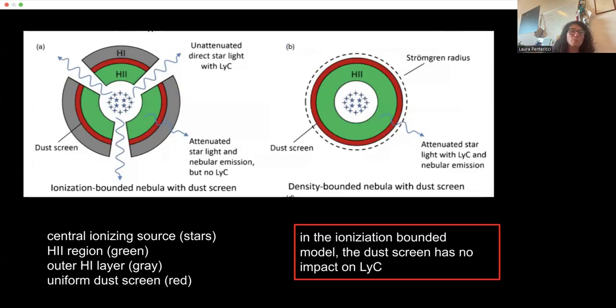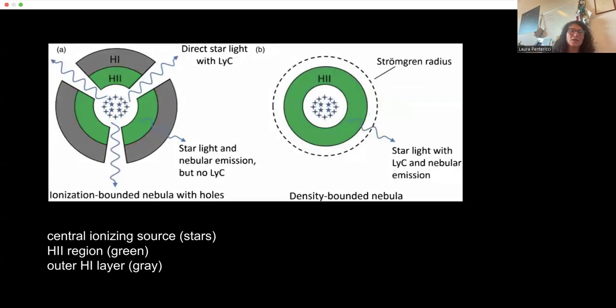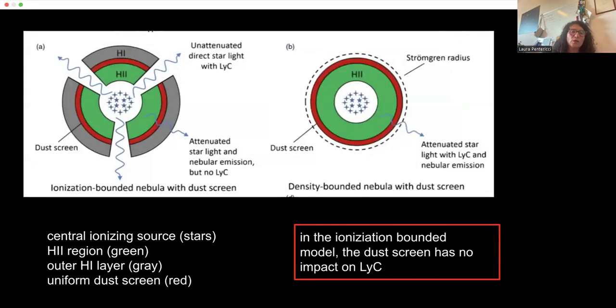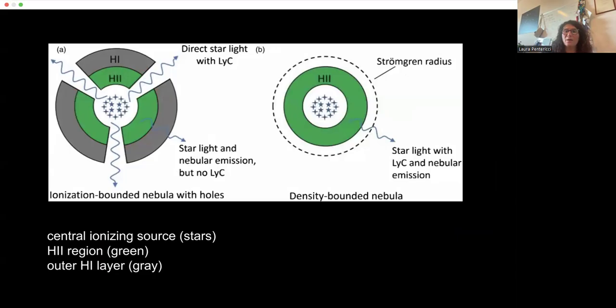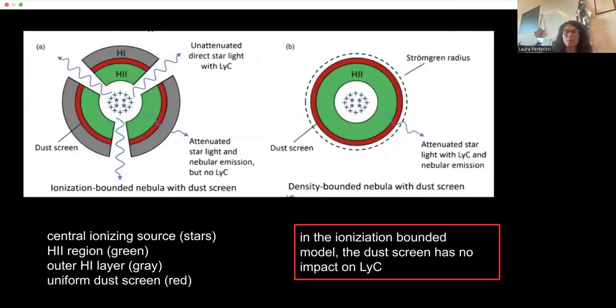But there will be impact on the stellar light, because the stellar light comes out of the region where you now have the dust. Whereas in the density bounded nebula, the dust will impact both the stellar light, but also the nebular emission.